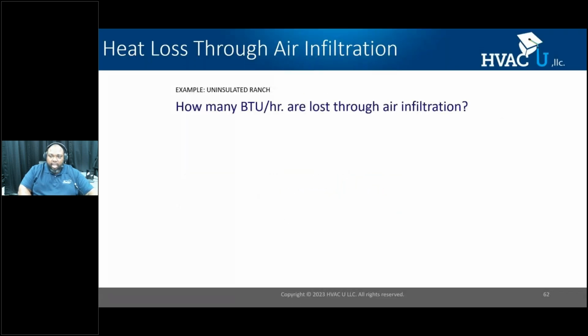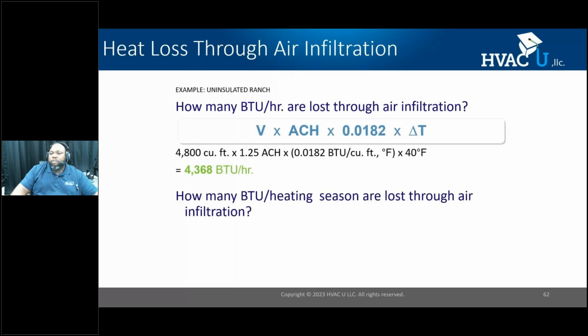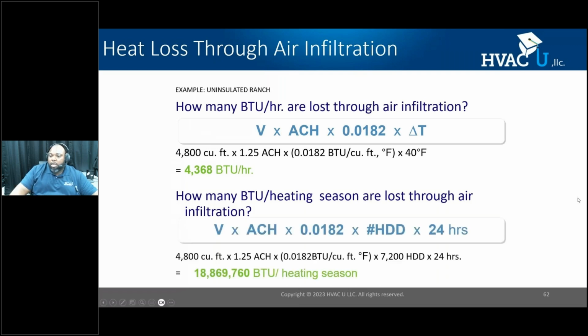All right. Heat loss through air infiltration, we got our formula here. All right, so based on 4,800 cubic feet of our building and 1.2 air changes per hour, times our air density calculation, times the delta T, we came up with 4,300 BTUs per hour. And then if we look at it over a season, the air leakage for that building is going to cost us roughly 18 million BTUs. All right, so that's an uninsulated house.